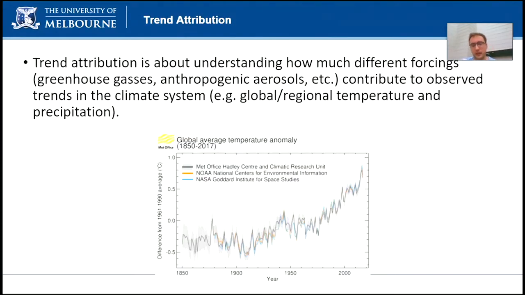Firstly, talking about trend attribution. Most of the talk's about event attribution, but I thought I should talk about trend attribution first. Here it is about understanding how much different forcings, so whether that's things like emissions, anthropogenic aerosols, volcanic forcings, how much those contribute to observed trends in the climate system. Whether that's temperatures like on the graph I'm showing there, or regional temperatures, or precipitation, or some other variable.